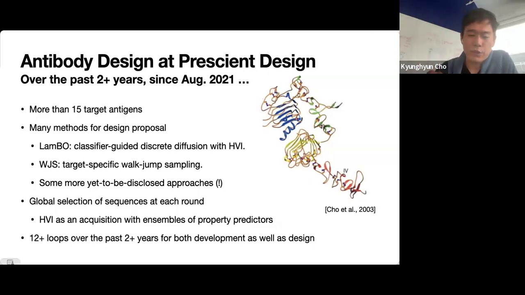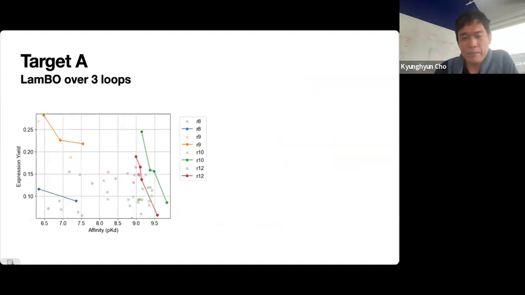Over the 2 years or so, we have gone through more than 12 loops of this design. These loops were there for both development as well as design. So I'll show you the actual example. I cannot reveal the target names, unfortunately, otherwise our legal team is going to tackle me while I'm telling you about this. So I'm going to call it target A first. There are going to be 3 targets that I'm going to show you.